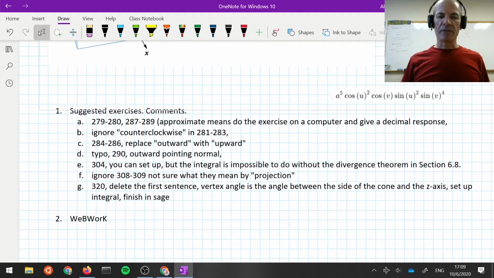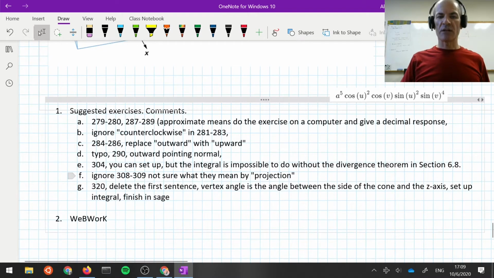There were a lot of errors in the exercises here. I've tried to summarize them here, and you can pause and have a look at these. I'll also put these notes in the Canvas discussion. Go have a look at that, work on some exercises, and when you're ready, go hit the web work.